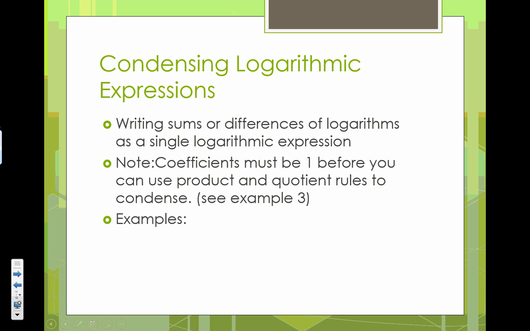And then let's try condensing our logarithmic expressions. Okay, so we're starting here with a sum or difference of logarithms, and we're going to condense them and express them as a single expression. When you're condensing them, before you can use the product and quotient rule, you need to make sure that the coefficient of each of the logarithms is 1. And you'll notice that in example 3, how that's done, okay? And you'll see why that works.